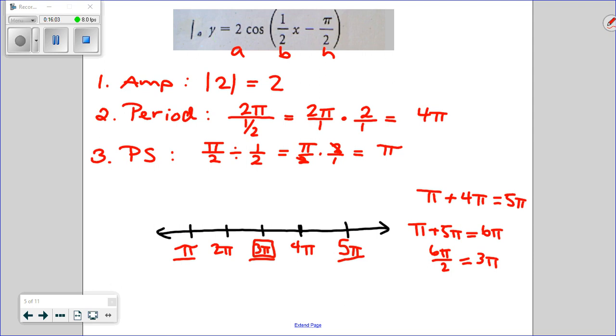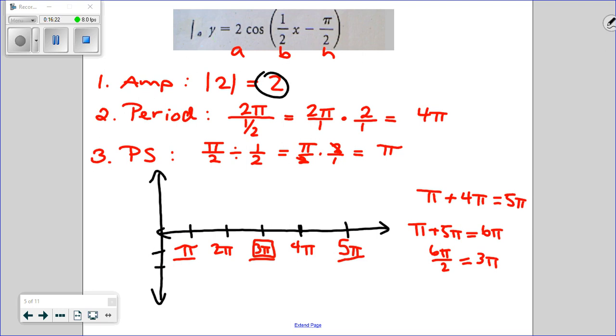Okay, now we're ready to set our y-axis. So our y-axis is going to be out here, and this is where we're finally going to use that amplitude. So amplitude is going to, instead of the range being -1 to 1, like the parent function, it's now going to be -2 to 2.